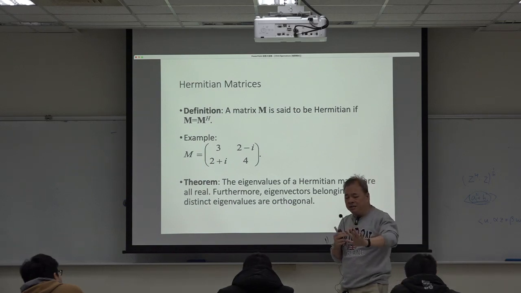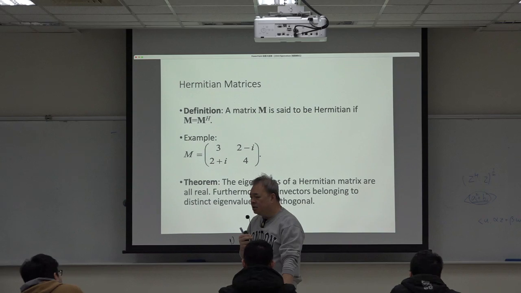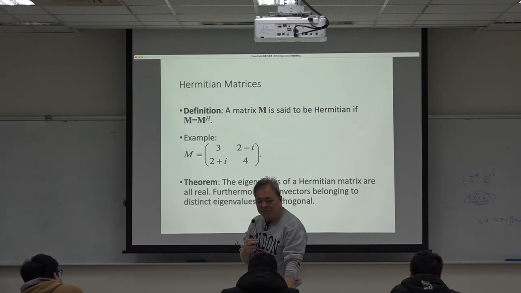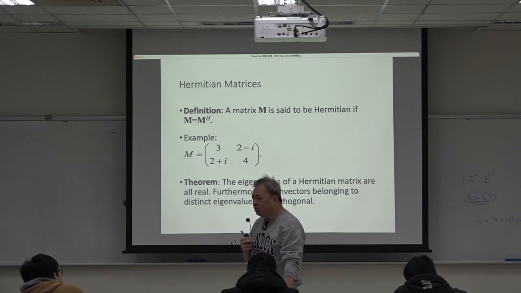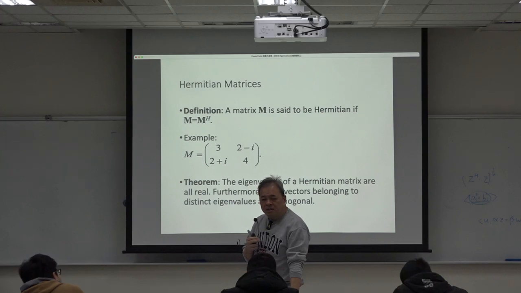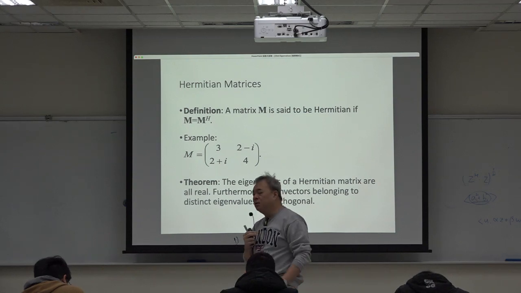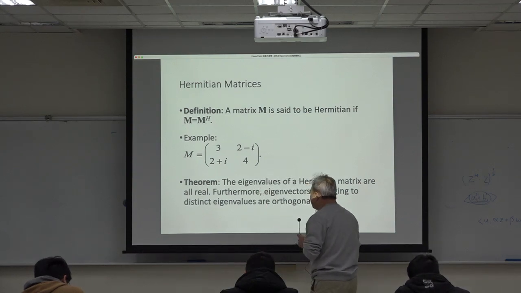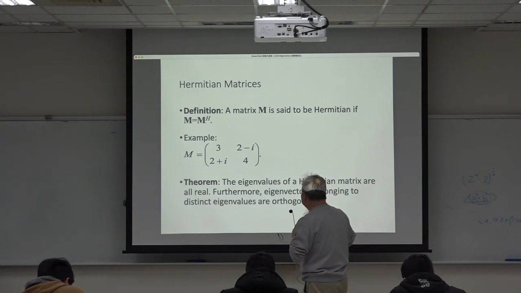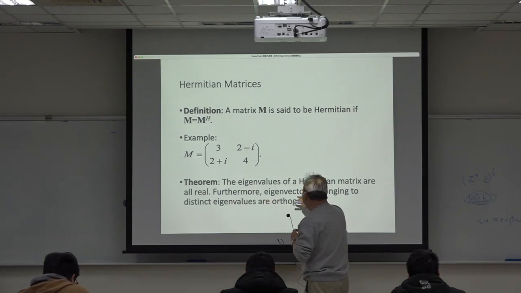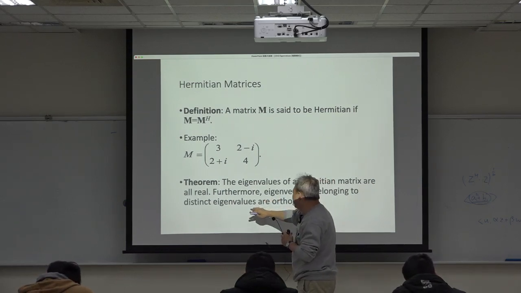I also want you to understand that even though we are talking about complex matrices, we can compute the eigenvalues and the eigenvectors exactly just like what we did previously for real matrices. The way to deal with the eigenvalues is exactly the same. So for example, we have this theorem: the eigenvalues of a Hermitian matrix are all real. Furthermore, eigenvectors belonging to distinct eigenvalues are orthogonal.